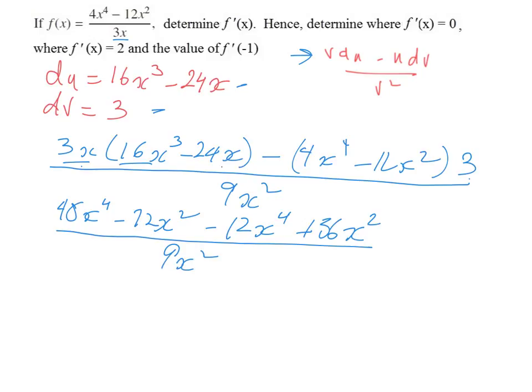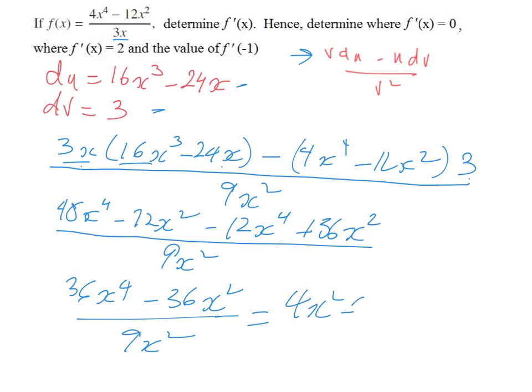So then we simplify this further, and we've got 36x to the power of 4 minus 36x squared over 9x squared. We can take out a common factor of 9x squared, and we'd end up with 4x squared minus 4. So 36 divided by 9 gives us 4. x to the power 4 divided by x to the power 2 gives x to the power 2. 36x squared divided by 9x squared gives us negative 4. So that is our derivative. That's what we've got there.